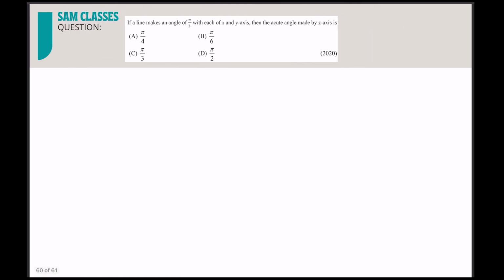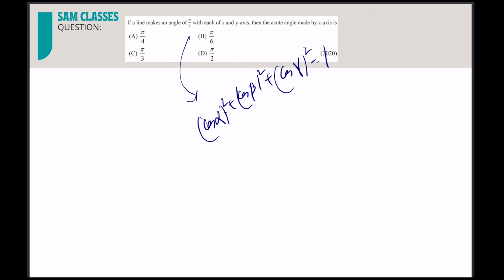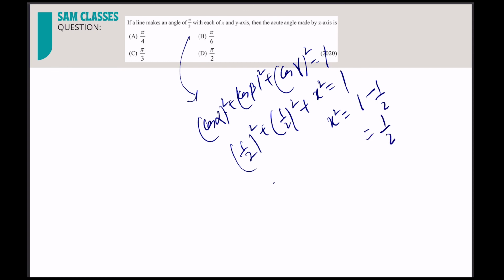Now, if a line makes an angle of pi by 3 with each of x, y, then the acute angle made by z. Very easy. So this line makes an angle of pi by 3. So cos alpha whole square plus cos beta whole square plus cos gamma whole square is equal to what? 1. So we don't have to write cos alpha. We already know cos of pi by 3, 60 degrees, is half. Half square plus half square plus, let's say, x square is equal to 1. So x square is equal to 1 minus, how much will you get? Half square means 1 by 4, 1 by 4, so 1 by 2. So 1 minus 1 by 2 is 1 by 2 only, and x will be plus or minus 1 by root 2. So 1 by root 2 means 45 degrees, so pi by 4, that's it. Clear?